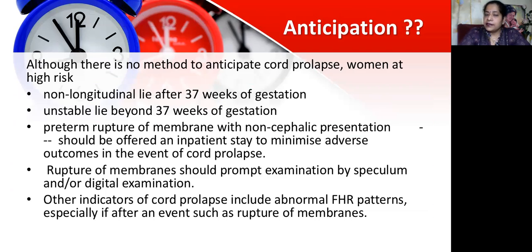Anticipation. Can we anticipate that cord prolapse would occur in this particular case? Well, there is no method, but in some situations it may occur, like a non-longitudinal lie after 37 weeks, that is malpresentation, unstable lie beyond 37 weeks, preterm rupture of membranes with non-cephalic presentation. Rupture of membranes should always prompt examination by speculum or digital examination because this is the most common condition in which it occurs. Other indications of cord prolapse include abnormal fetal heart rate patterns.